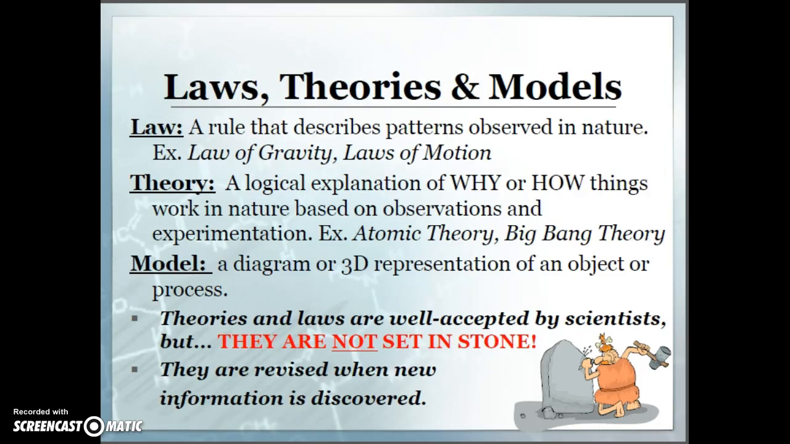Laws, theories, and models. I know last year you discussed laws and theories when you were talking about Newton. We just want to clarify the difference between a law and a theory. A law describes patterns that have been observed in nature, like the law of gravity or the laws of motion, which you studied last year. A theory is a logical explanation of why or how things are working based on those observations. Like the Big Bang Theory, how the whole universe started.